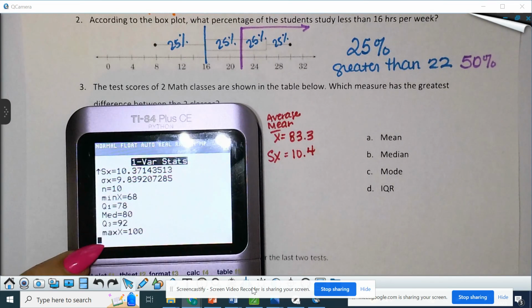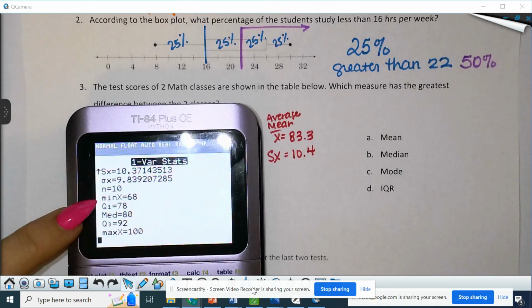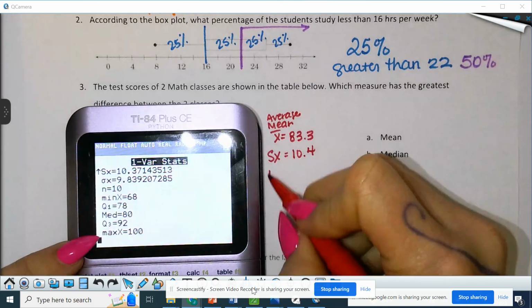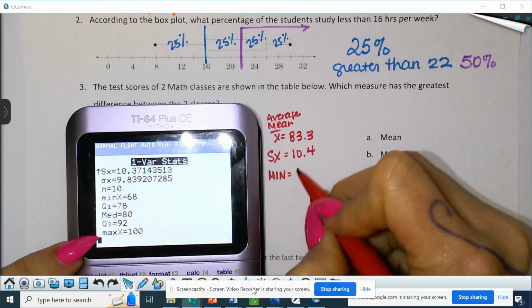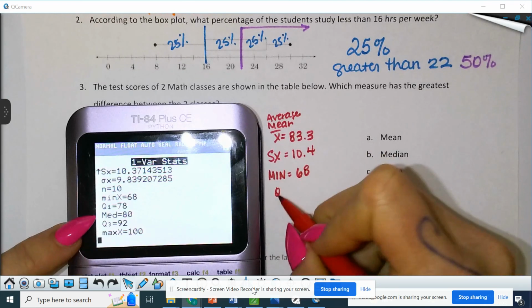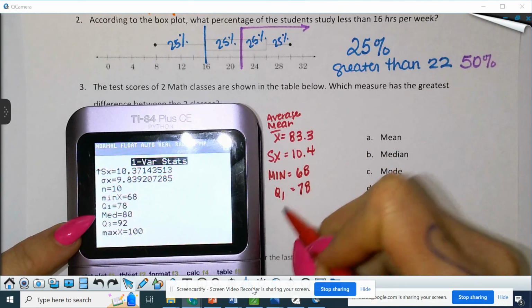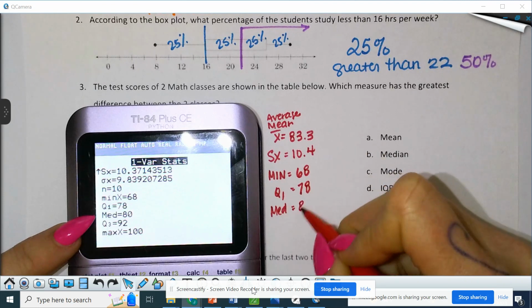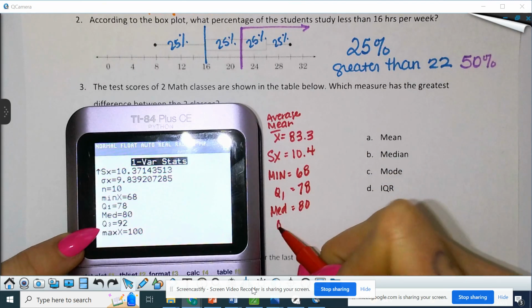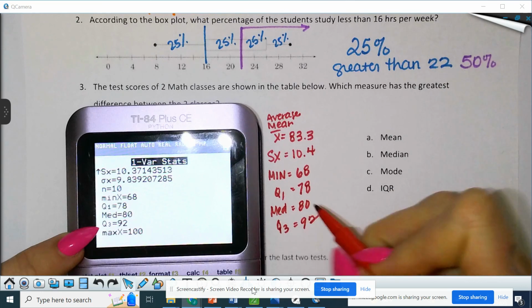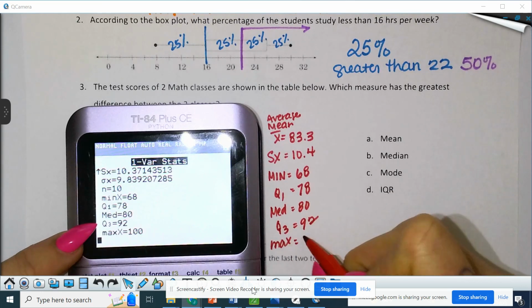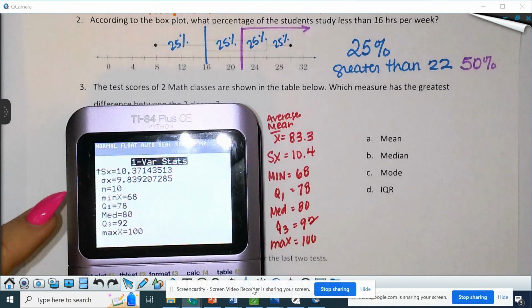So your 5-number summary, the ones that make the box and whisker, are the last 5. So our min is 68, Q1 is 78, median is 80. And you could do it by hand as well. Obviously, that's an option. But we can get you access to the calculator way faster.